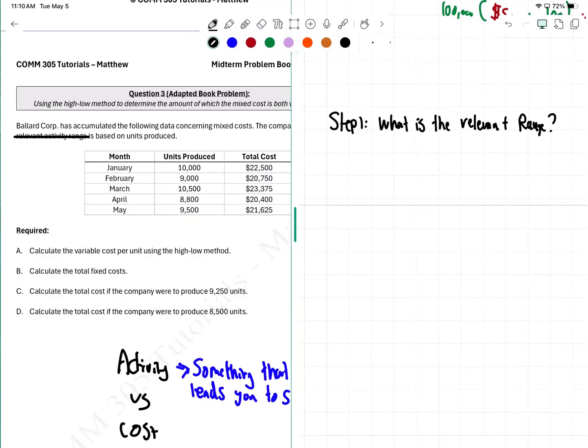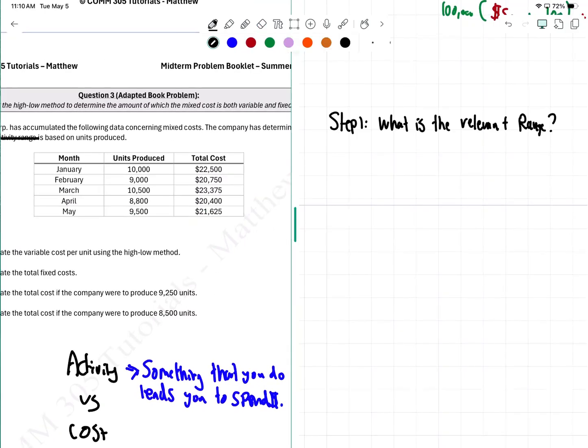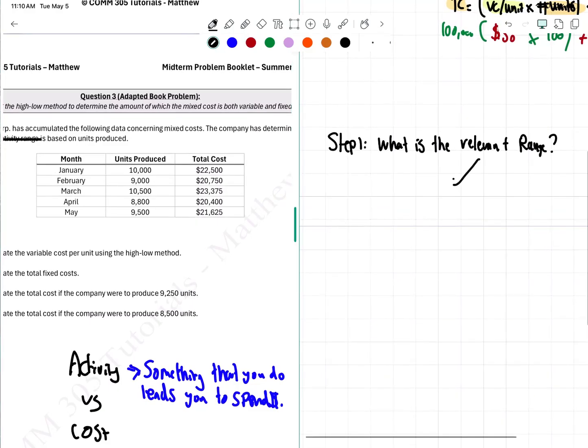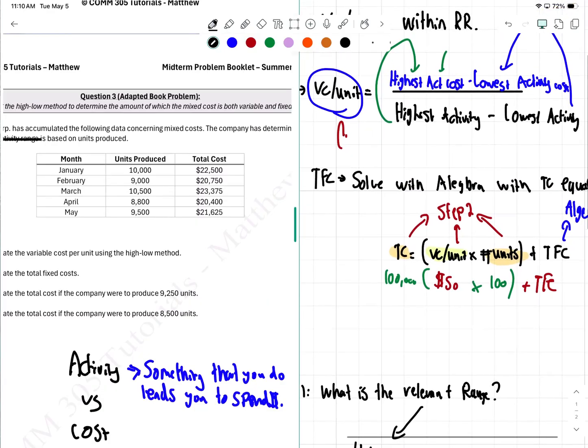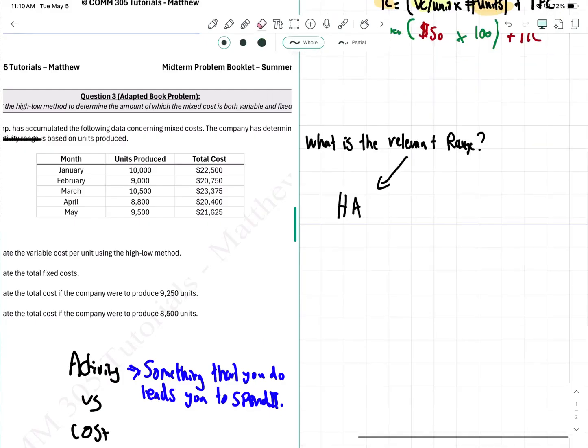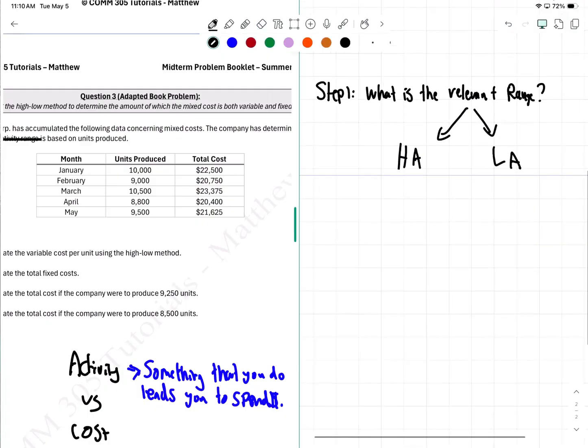Looking at this here, what is my highest activity? When I say the relevant range, we look at the difference between the highest activity, the HA, and the lowest activity, the LA. HA stands for highest activity, and LA stands for lowest activity. So that's what the relevant range is.